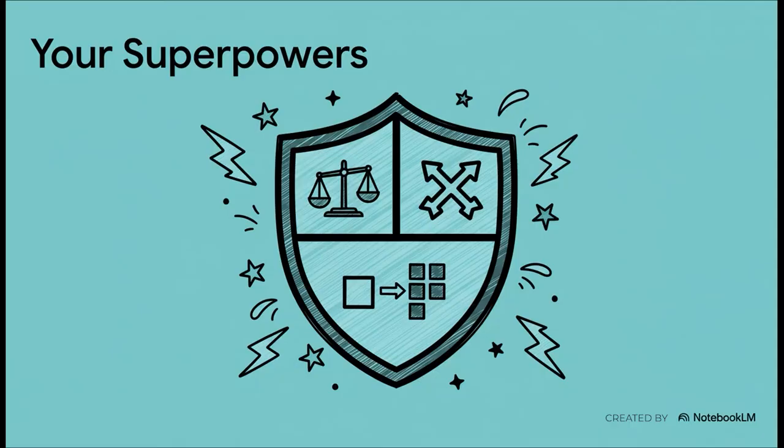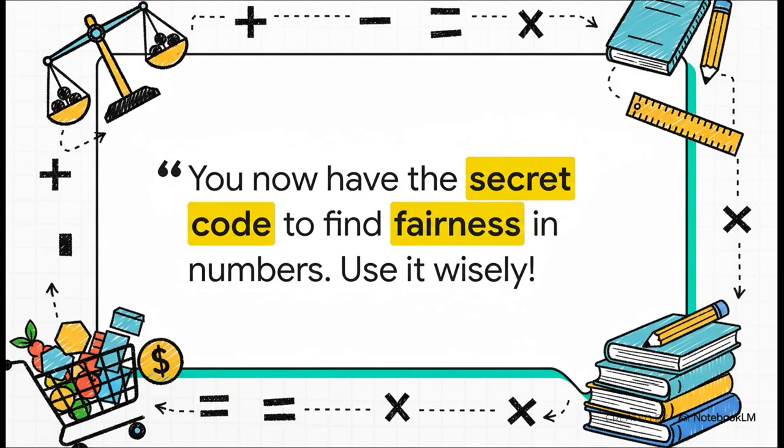So, let's just quickly recap the amazing superpowers you've unlocked today. You now know that proportion just means 2 ratios are equal. You know how to test for fairness using cross multiplication. And you've got that awesome shortcut, the unitary method. Find one, then find many. So, there you have it. You have officially cracked one of the most important codes in mathematics. You now have the secret to find fairness in numbers all around you, from shopping with your family to reading a map. Go on and use the secret code wisely.